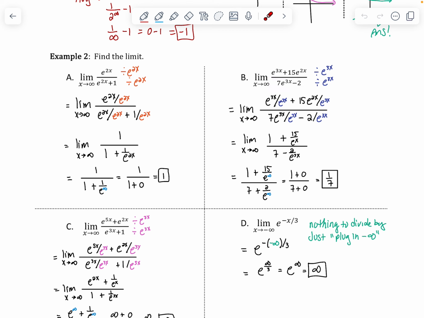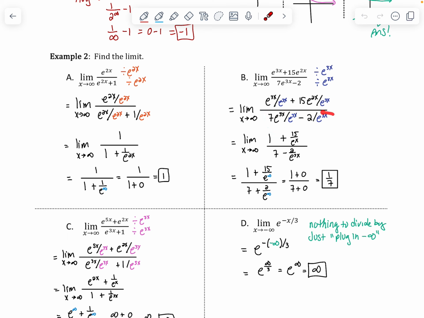Example B. Again, I look to the denominator, and the variable only shows up once as e to the 3x. So I'm going to divide the numerator terms by that and the denominator terms. So each term divided by e to the 3x gave me a 1 for the first term in the numerator. In the second term in the numerator, I'm still going to have that 15, but notice when I do e to the 2x divided by e to the 3x, we said we would subtract, but we've got more e to the 3x's in the denominator, so we're going to have 1 e to the 3x remaining in the denominator.